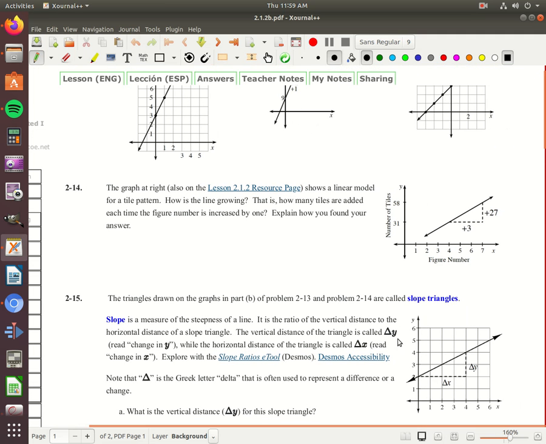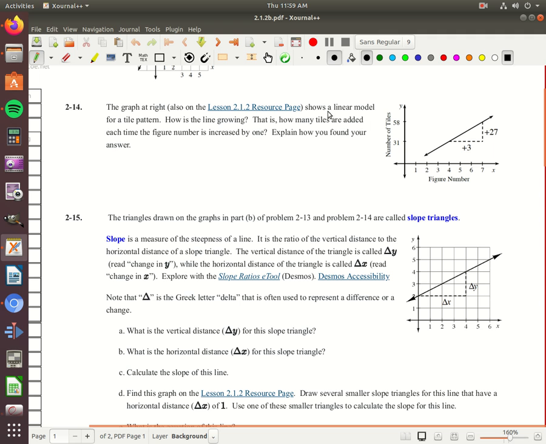So 214 says the graph at right, also on the resource page, shows a linear model for a tile pattern. How's the line growing? Well, it looks like it's going up 27 and over 3. And we've already talked about this a little bit, but we're looking at the change in y over the change in x. So it's going up 27 for the change in y, and it's going up 3 for the change in x. So I would say it's actually changing 9 per 1, which makes a lot of sense. That would mean it would go over 1 and up 9, over 1 more and up 9 more, and over 1 more and up 9 more, so it would go over 3 and up 27.